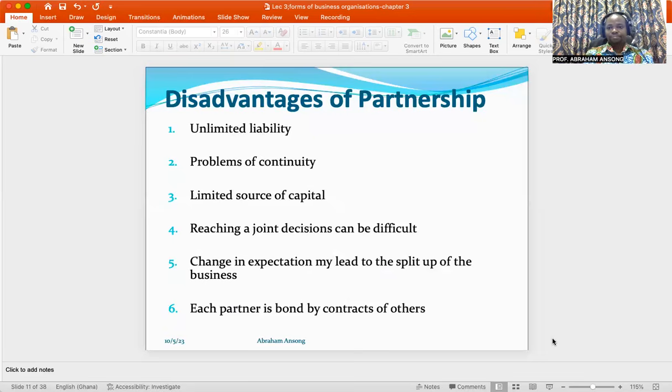Compared with a company where there's a separation between management and the ownership of the company. Okay, and the company is deemed to be in perpetual existence. The death of even the management team doesn't affect the company in any way. The death of shareholders will not affect the company in any way. So companies tend to have continuity.